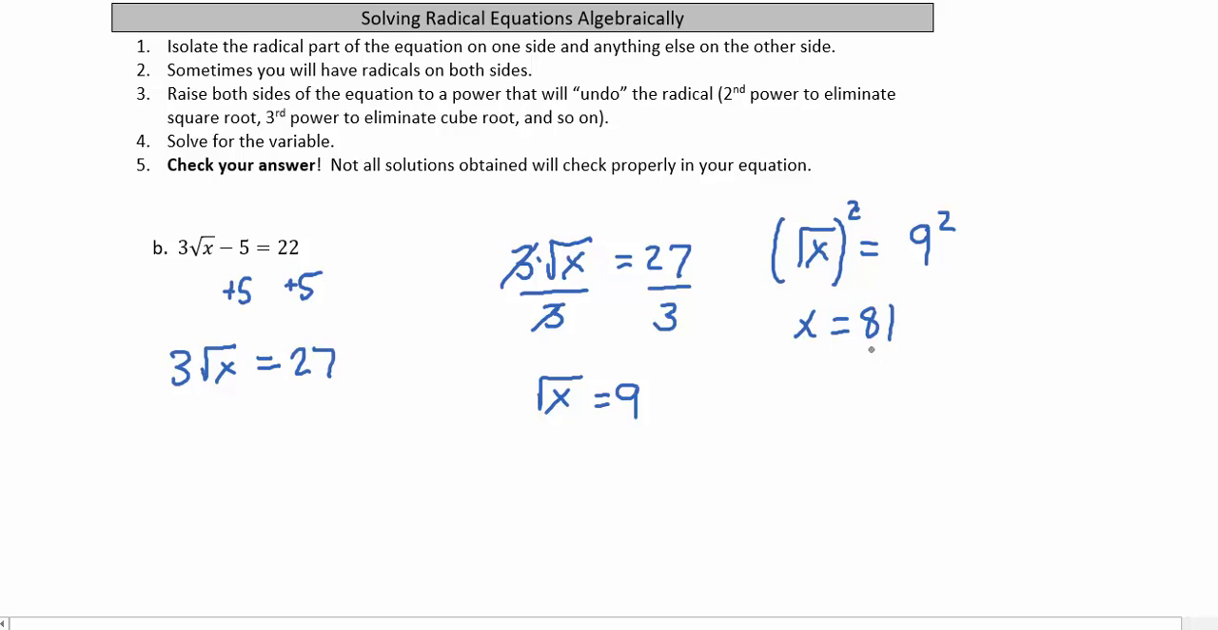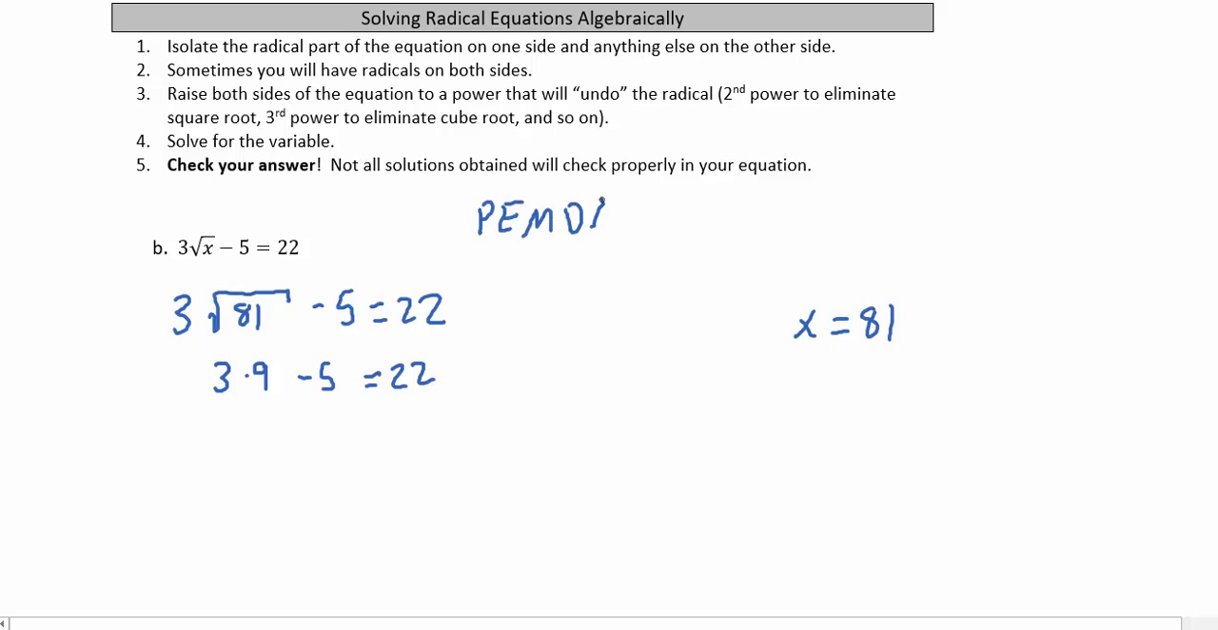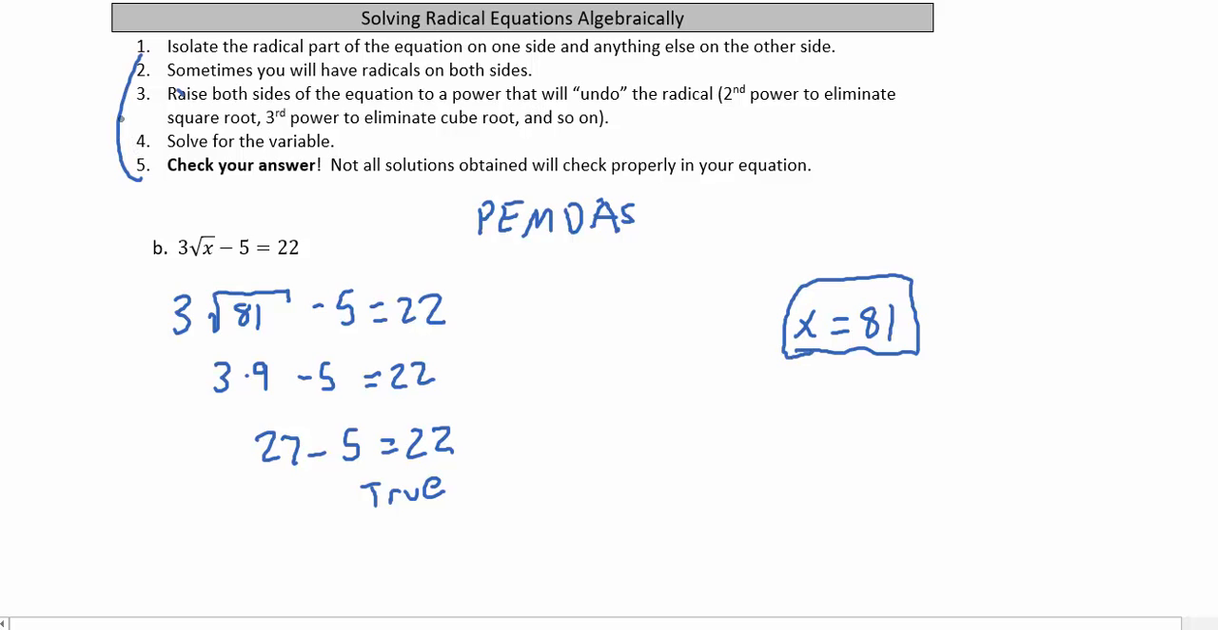This is where I need to check it. So let me erase everything I did. So now I'm going to check my answer. I take the original equation where I see the variable x, I replace it with 81 to see if it's going to work. And I notice that the square root of 81 is 9. And like I said before, if you're not solving an equation, you already use the rules of PEMDAS. So I'm going to do my multiplication before I do my subtraction. 3 times 9 is 27, and since 27 minus 5 is indeed 22, this is a true statement, which means that the result I got from this algebraic process is actually a true solution.